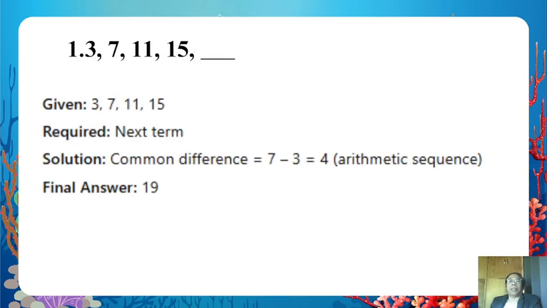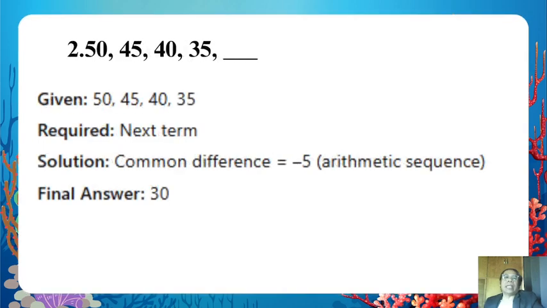Practice problems. Number 1, 3, 7, 11, 15, and then what's the next number? So you are given 3, 7, 11, 15. The required is the next term. So solution, there is a common difference. 7 minus 3 is 4. And this is an arithmetic sequence. So the final answer is 19.